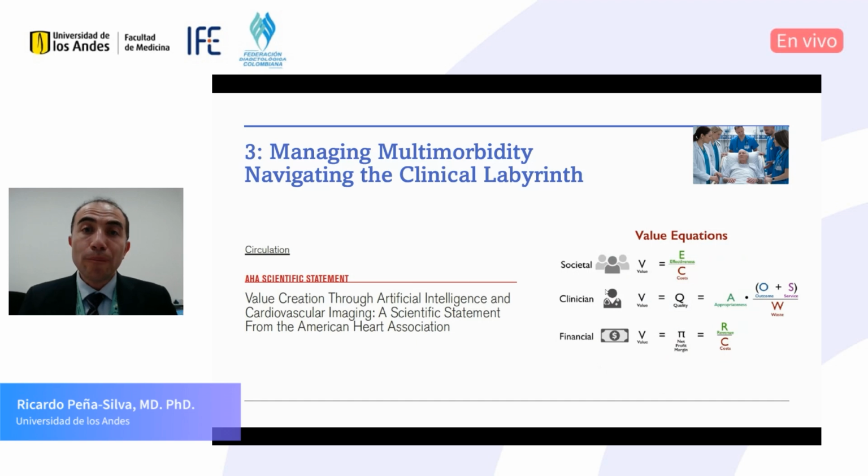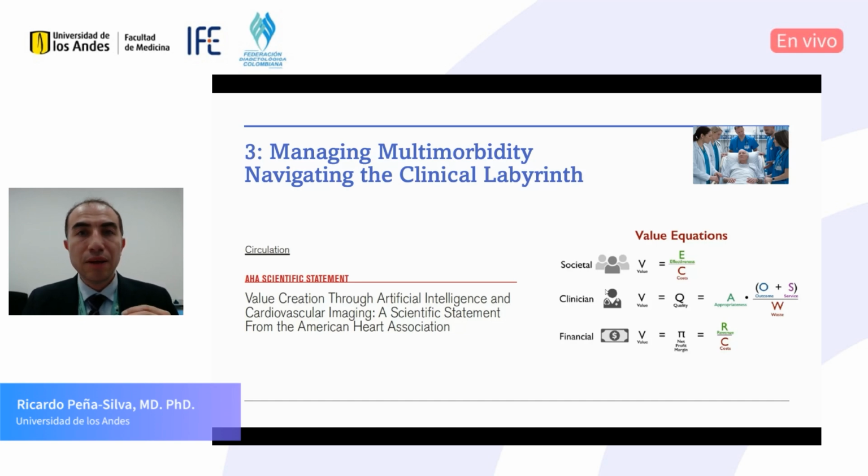And some people are concerned about the cost, because obviously creating and deploying some of these models could be expensive. However, what is actually known is that yes, they could be expensive, but they can save a lot of money in the long run. And this is a position statement from the American Heart Association, in which they show how it could be possible to create value through artificial intelligence when we use these models to support some of the daily tasks that occur in a hospital.